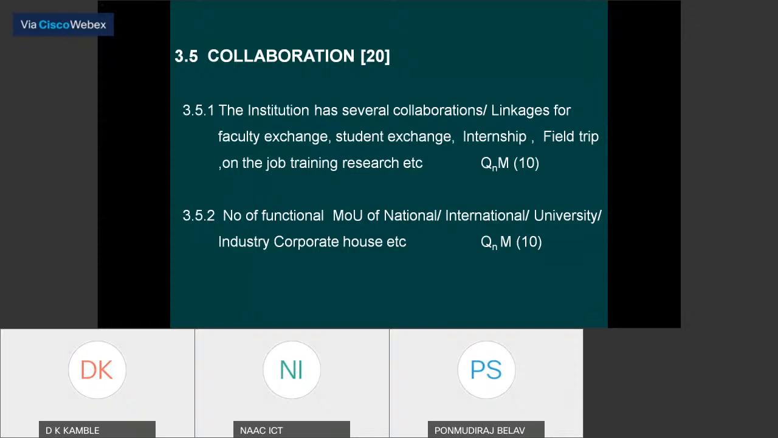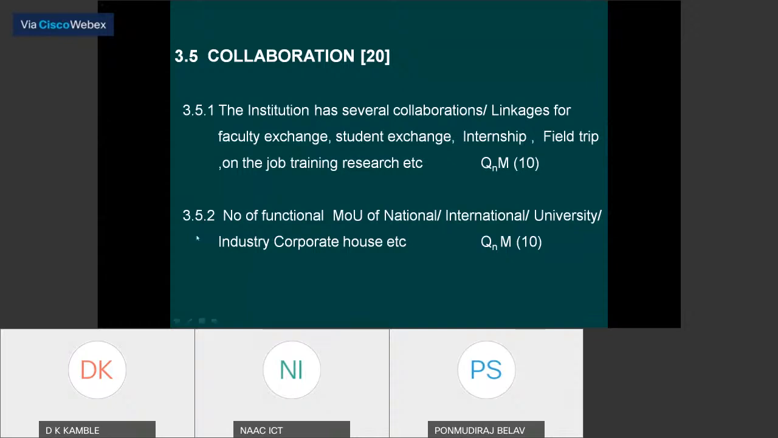In this collaboration or linkages, MOU will not be considered. Most of the institutions are uploading MOU documents in linkages. No, that will not be considered. It is specifically collaboration or linkages only.